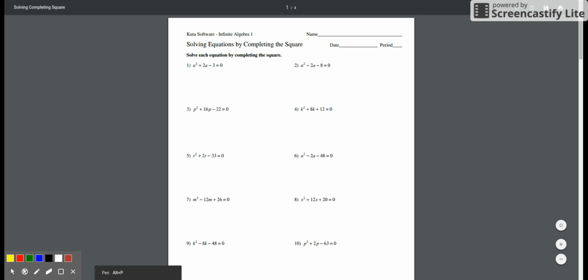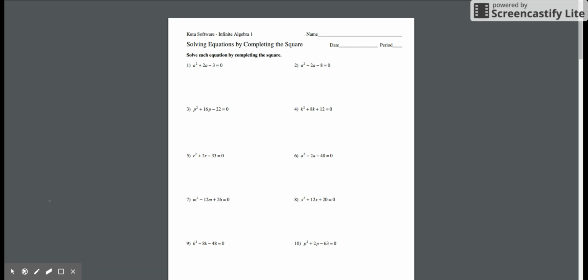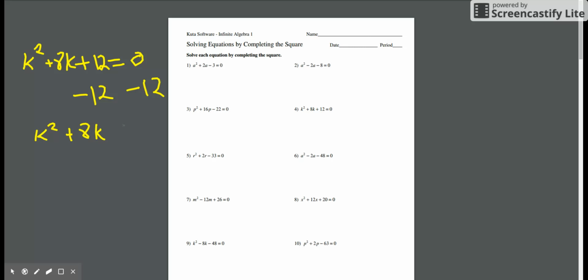All right, this is your second example in completing the square. We're going to do number 4. So you got k squared plus 8k plus 12 equals 0. First step is we're going to subtract 12 on both sides because we want the k's by themselves just for simplicity, nothing else. It's just to keep ourselves organized a little better.